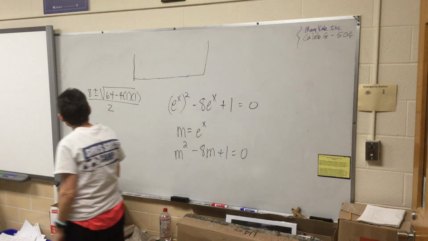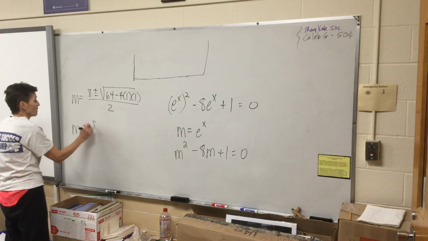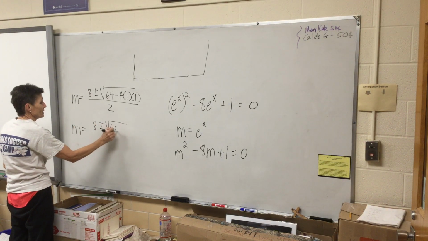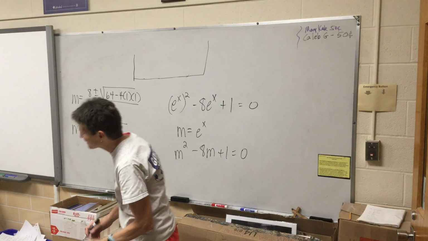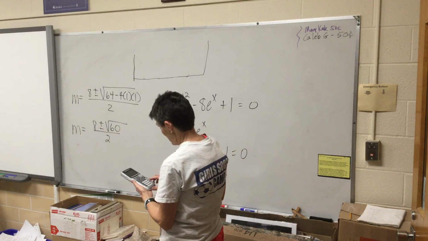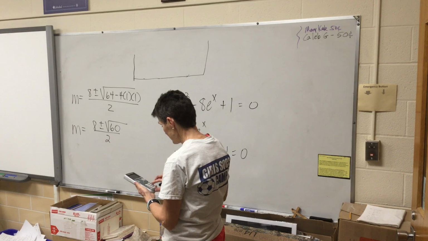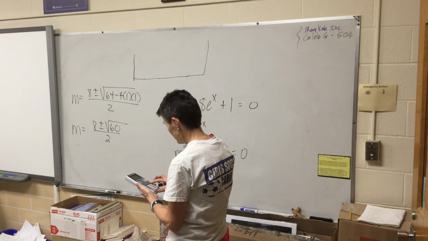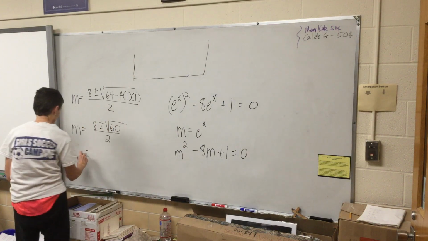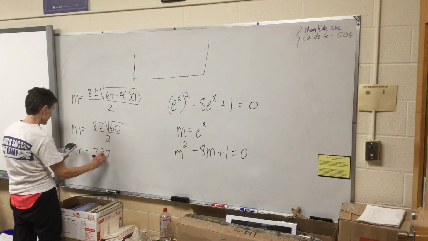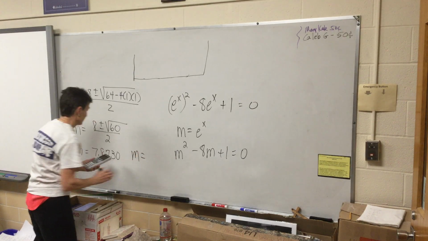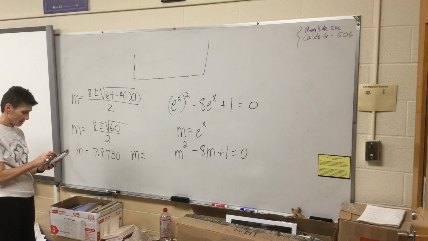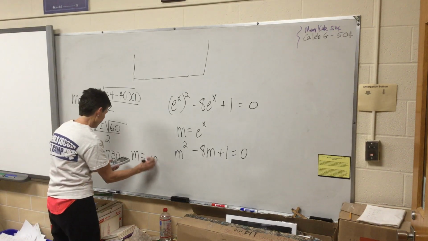So I'm going to get a couple of answers from my quadratic formula. And again, I know this simplifies, but don't worry about it because you need the decimal anyway. So 8 plus the square root of 60, divided by 2, equals 7.8730. 8 minus the square root of 60, divided by 2, equals 0.1270.